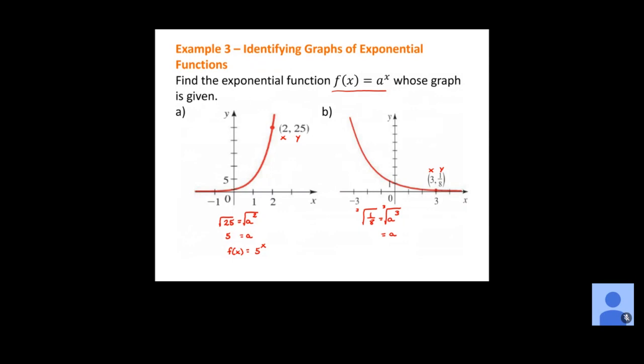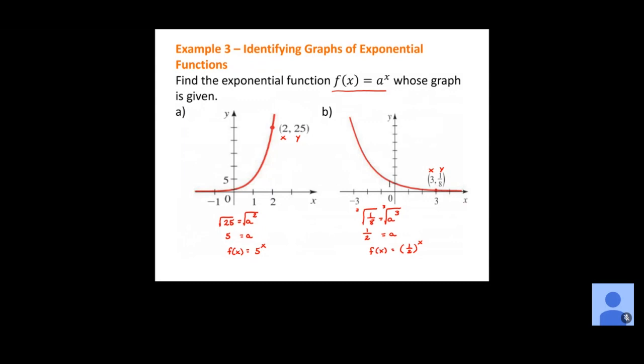So remember, we can take the cube root of the numerator, take the cube root of the denominator. What's the cube root of 1? That's just 1. What's the cube root of 8? It's going to give us 2, right? Because 2 to the 3rd power will be 8. So this time our a value is going to be 1/2. And so our function is just going to be 1/2 to the x.